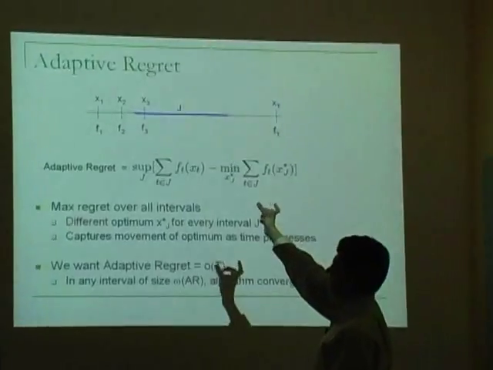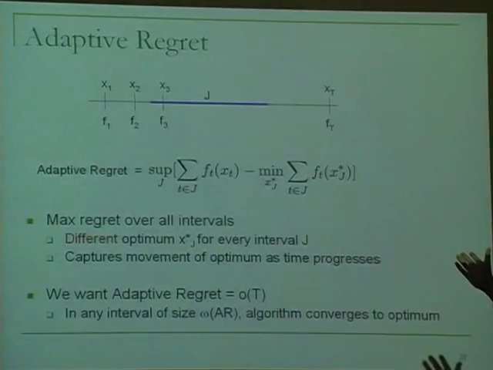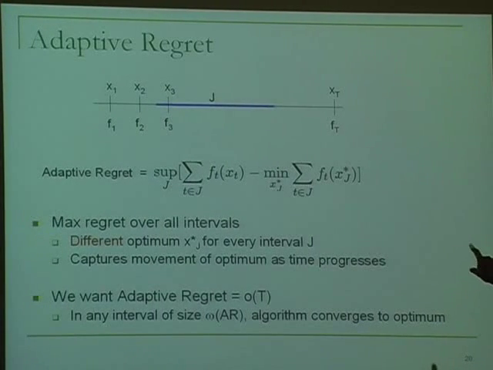Then for all intervals of size less than square root t, it's a triviality. I mean, it doesn't say anything. But for larger intervals, you get convergence to the optimum.